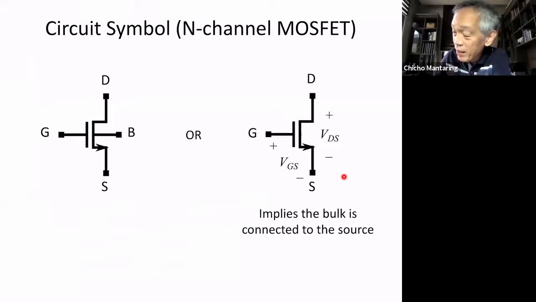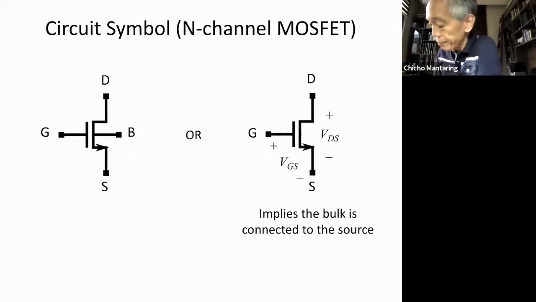Then we have a simplified schematic symbol, where we no longer show the B. So when you see this symbol, the assumption is the bulk is connected to the source. And very often that is connected to ground. Not all the time, but very often. Now there are certain instances when the bulk is connected to ground, but the source is not connected to ground. Are there any questions so far?